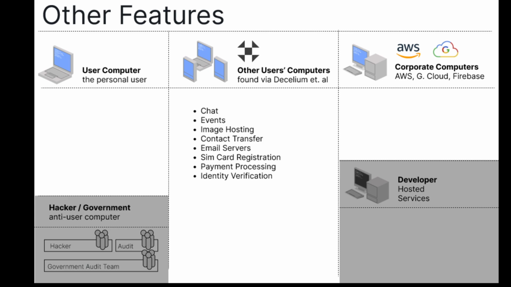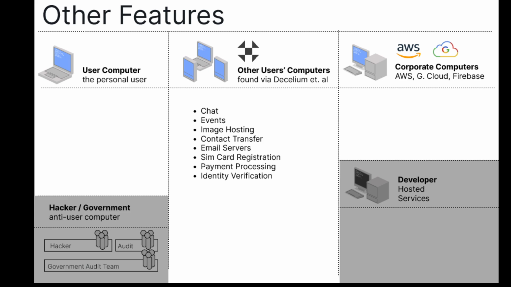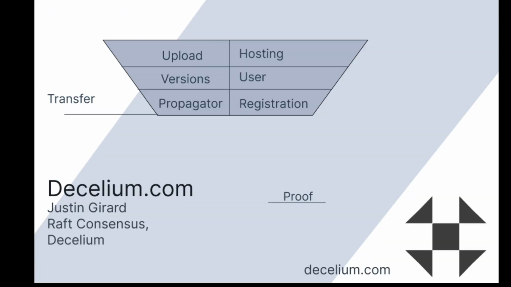That's basically it. So the Decelium layer automatically resolves the versions and synchronizes which version is valid on the network and provides that exact website, and they act as a web host for each other. So other features in the transfer layer include support for chats, events, image hosting, video hosting, contact, email servers that can be packaged up in Docker containers and run, payment processing, identity verification, and many other sub features. So that is the transfer layer.